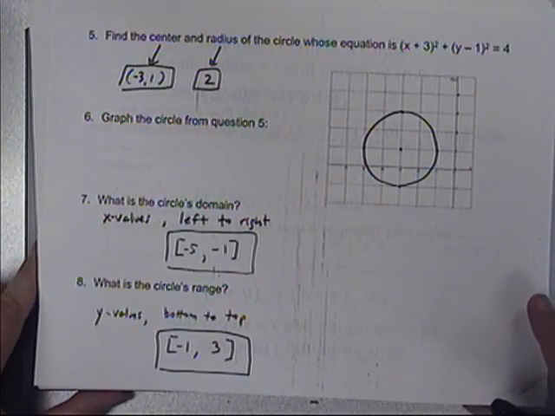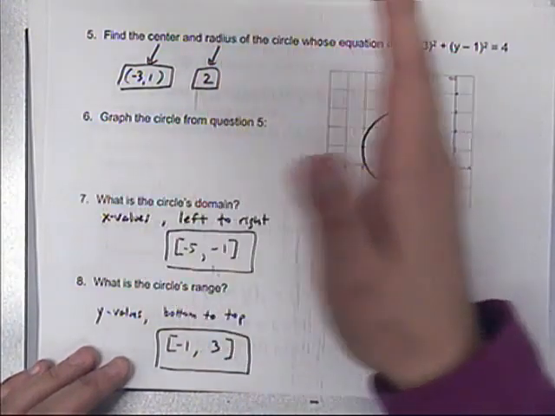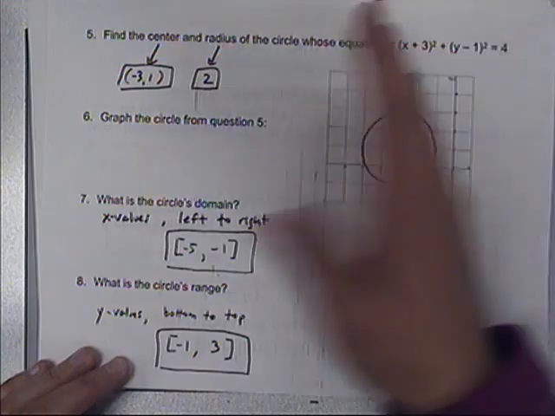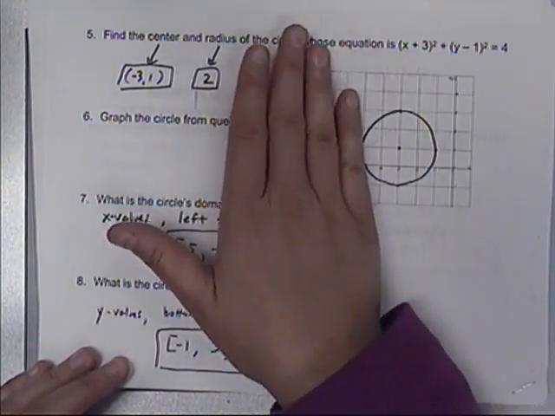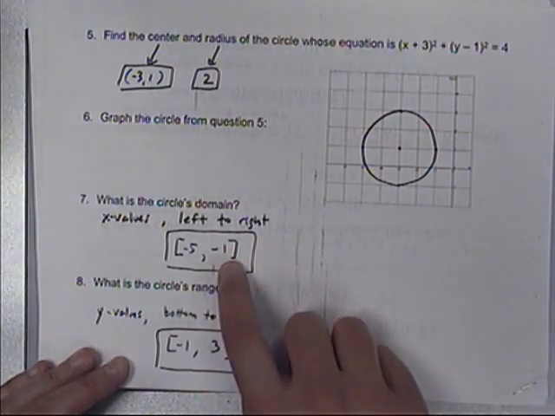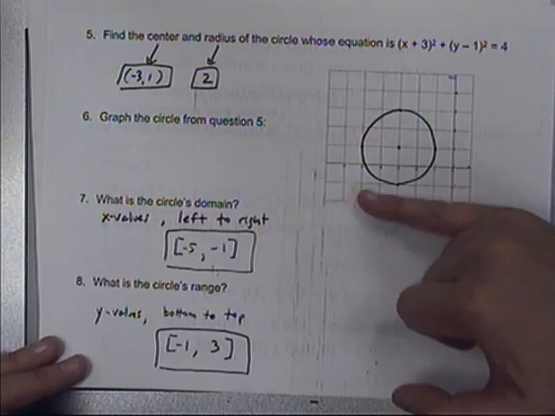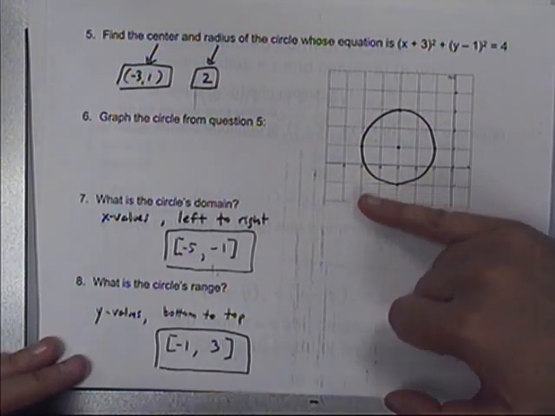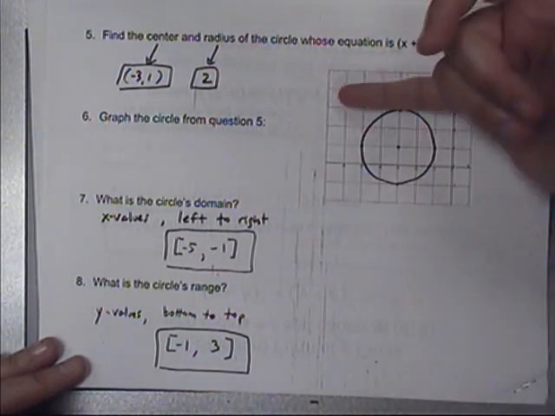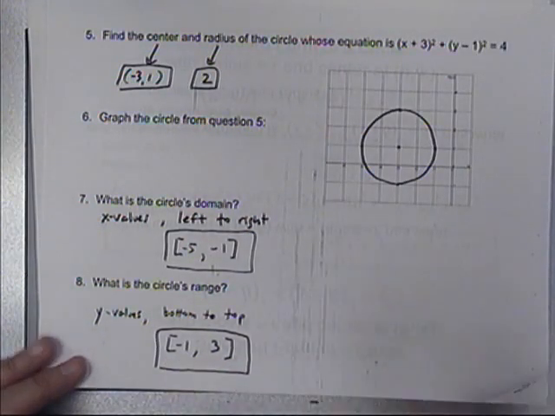What's the domain of this circle? Well, the x values on the left side are at negative 5, and it goes all the way over to the right side of negative 1. So left to right, we have negative 5 to negative 1. We include those two with brackets. What's the range? Remember, the range goes from the bottom to the top. The bottom y value is negative 1. The top y value is 3, so negative 1 to 3.